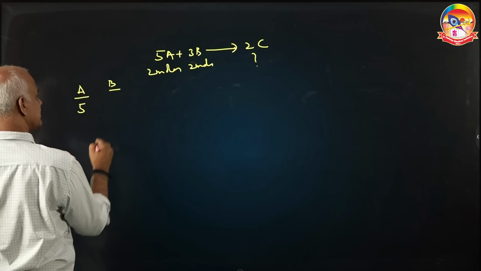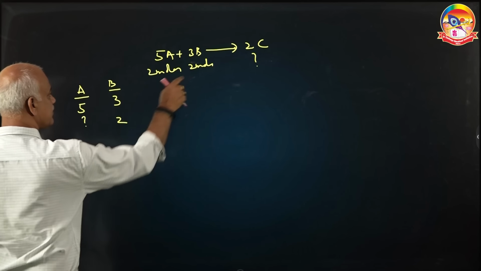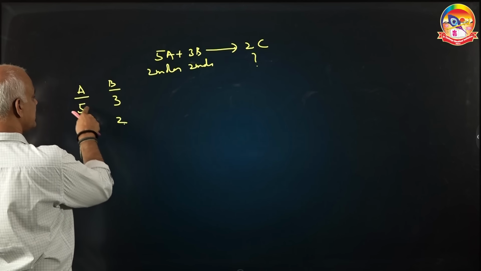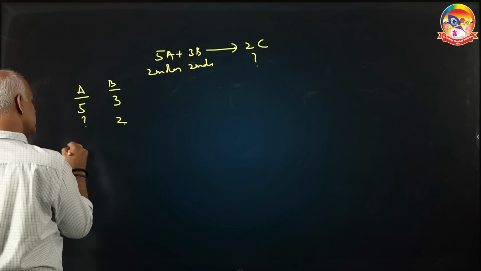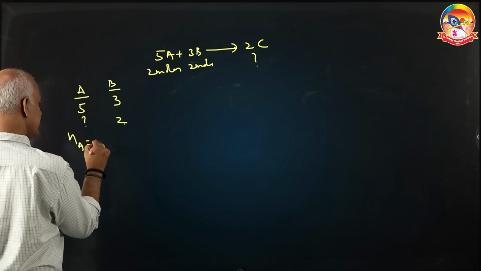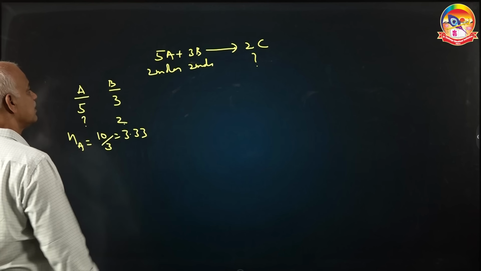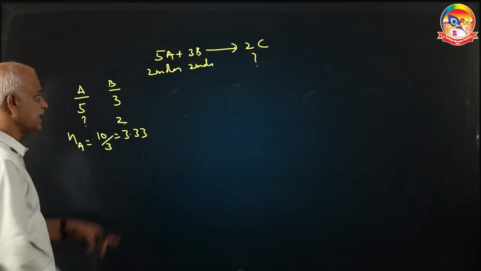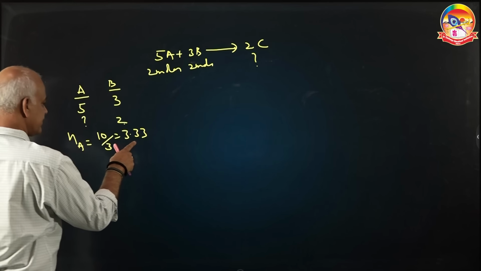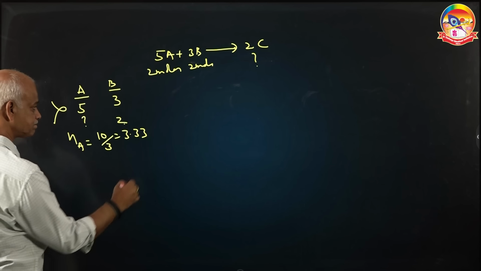5 will react with 3. 2 will react with how much? Suppose I take this: 5 requires 3, 2 requires how much? So the number of moles of A will be 10 by 3, 3.33. So we require 3.33 moles of A for 2 moles of B to react. We don't have that. This is not the correct way.